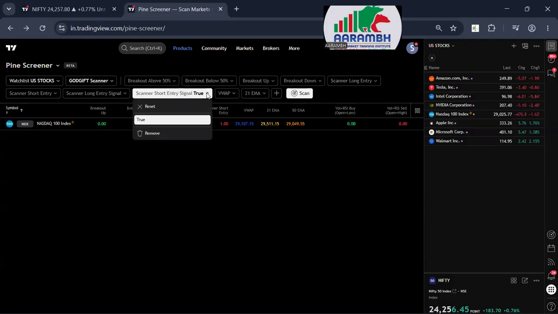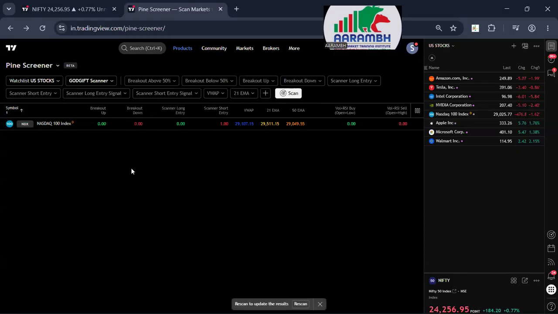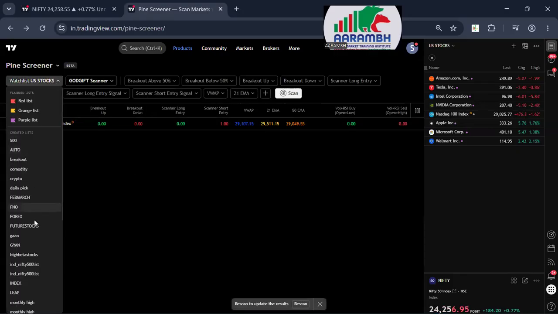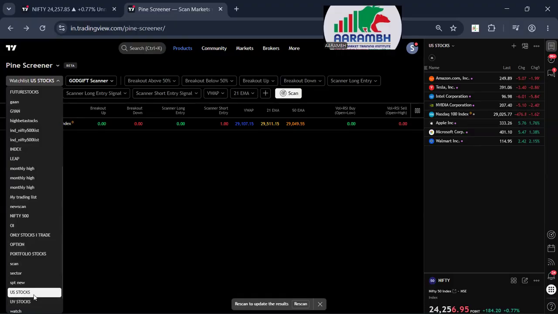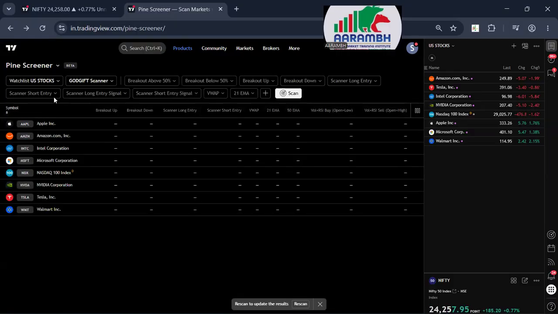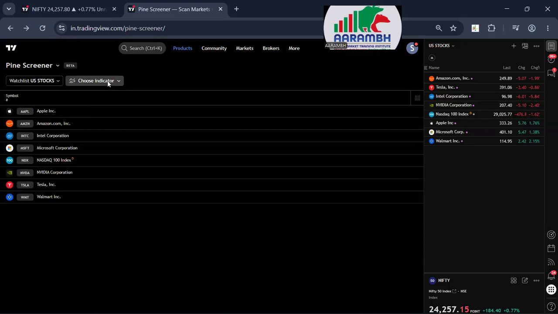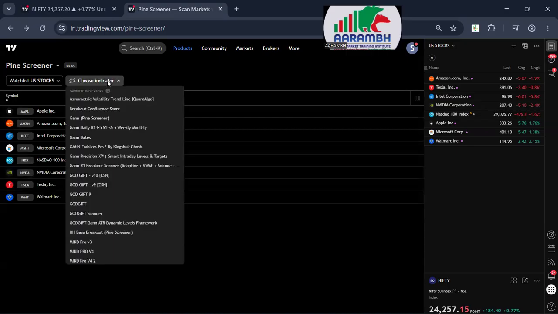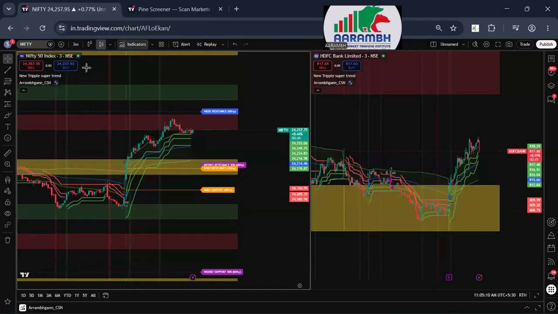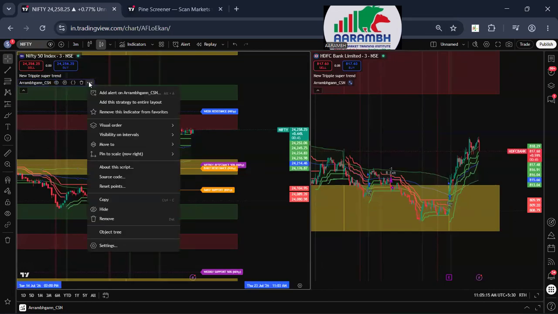Now, how to do this? I will show one more time. In the watch list, whatever list you have created, you select the name of the watch list. Then you use the God gift scanner. I will remove this and show you how to add that. This indicator also you need to add in favorite. For example, the God gift indicator is here, let's assume. You need to add this as a favorite.